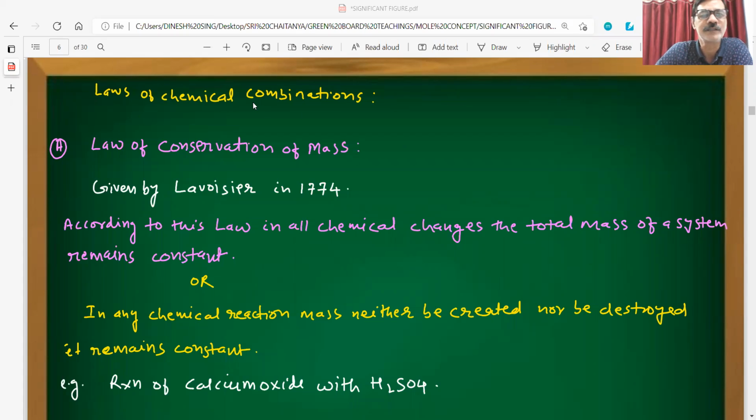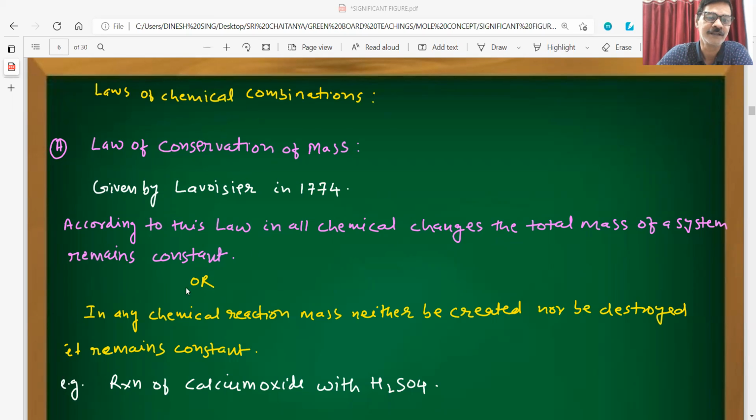So the first law is what? That is the law of conservation of mass. This law was given by Lavoisier in 1774. The word conservation itself is telling us what? According to this law, in all chemical changes or in all chemical reactions, the total mass of a system remains constant.